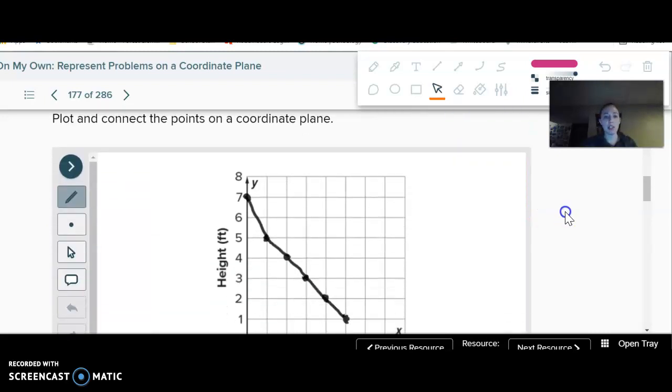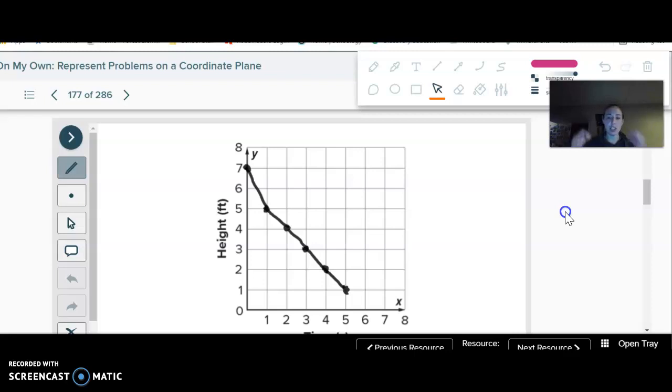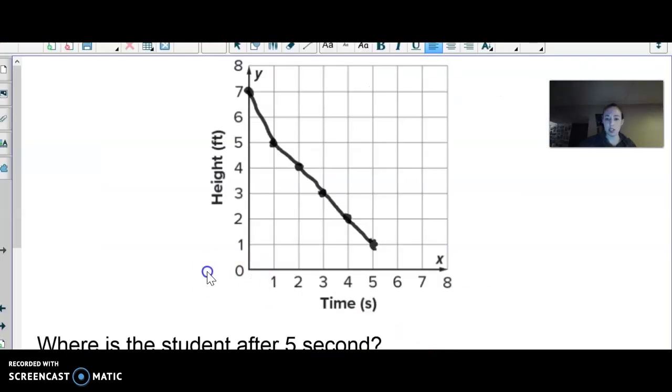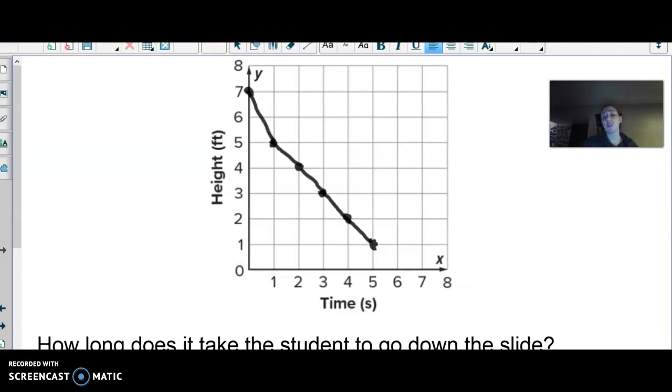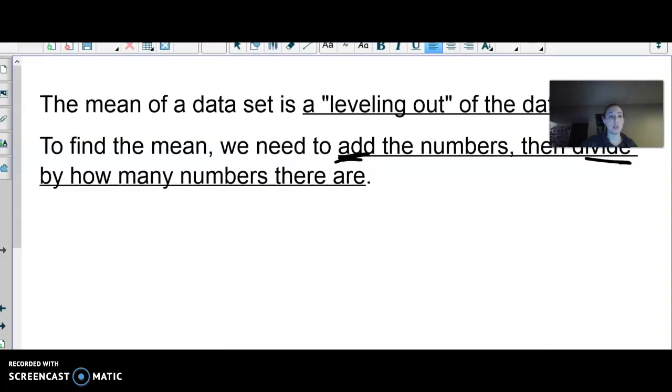Now, plot and connect the points. I went ahead and did that because there's not an easy way to do that on a multiple choice thing. But you can see I did 0, 7 is up there, 1, 5, 2, 4, 3, 3, 4, 2, and 5, 1. So I made sure to go over first and then up. The main difference is where that 0, 7 ends up. Now we're going to do some interpreting of the data. One second, I need to go back a second, or else we're going to do the questions backwards.